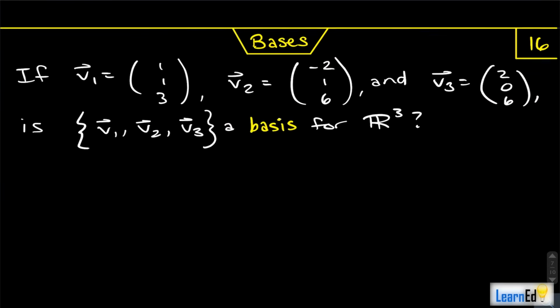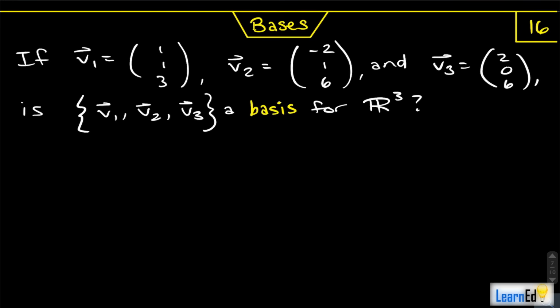So moving on to problem 16 on bases, we have that V1 is 1, 1, 3, V2 is negative 2, 1, 6, and V3 is 2, 0, 6. Is V1, V2, V3 a basis for R3? First we have to talk about what is a basis. What's a basis for R3?